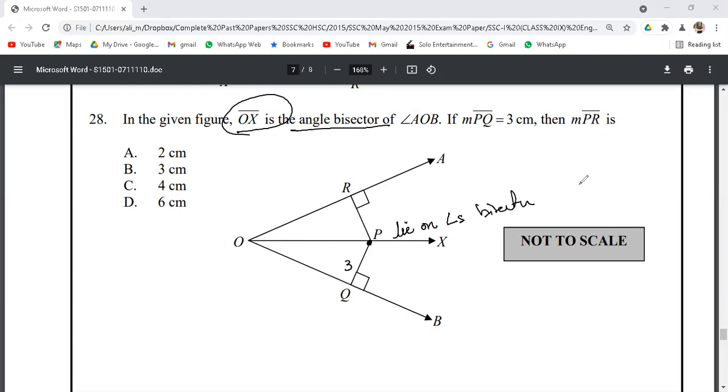अगर कोई पॉइंट एंगल बाइसेक्टर के ऊपर लाई करेगा तो उस पॉइंट का जो डिस्टेंस है दोनों आर्म्स के साथ वो हमेशा बराबर होता है. तो अगर QE 3 सेंटीमीटर है तो RP भी 3 सेंटीमीटर के ही बराबर होगा. करेक्ट ऑप्शन इस क्वेश्चन के अंदर है ऑप्शन बी, दैट इज 3 सेंटीमीटर्स.